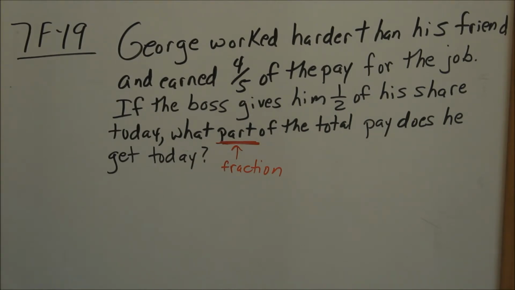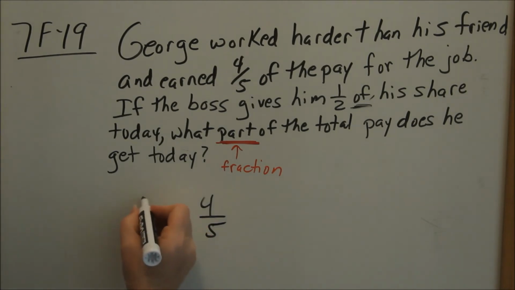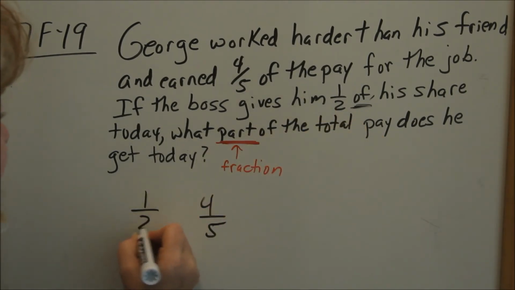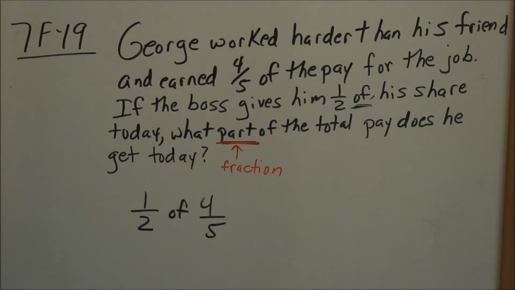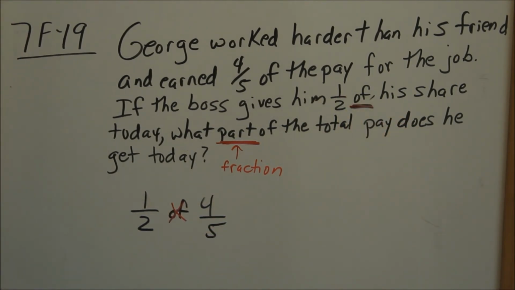Okay? The other words to look for to know what operation, because this is, do you multiply, do you add, do you divide, do you subtract? So here, he earned 4/5 of the money. So he earned 4/5. Then what did his boss give him? His boss gave him 1/2 of his share. So he got 1/2 of the 4/5 that he got. He earned 4/5, and he only got 1/2 of the 4/5. Well, what does of mean in math? Of means to multiply. So if you watch for these keywords, 1/2 of, that will help you.